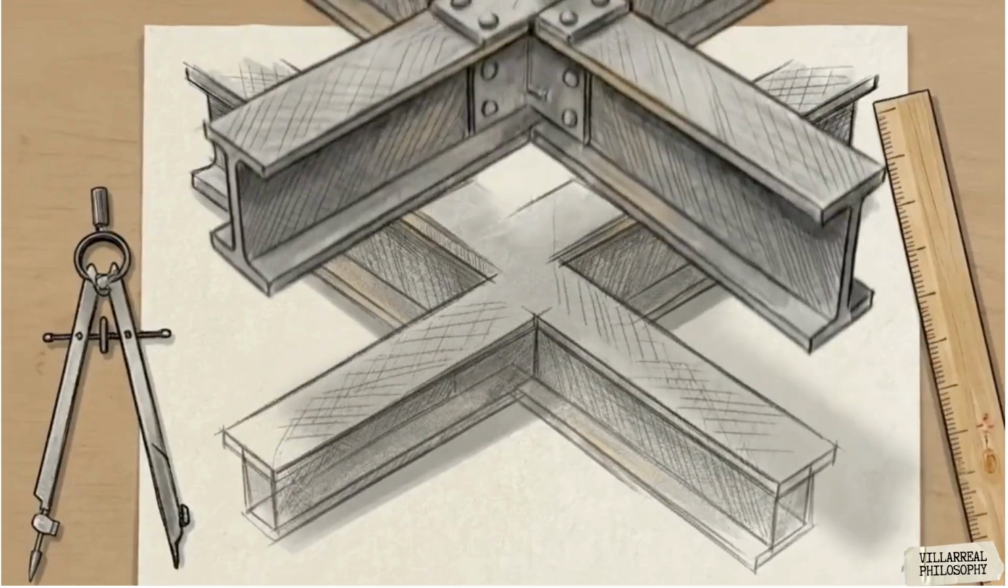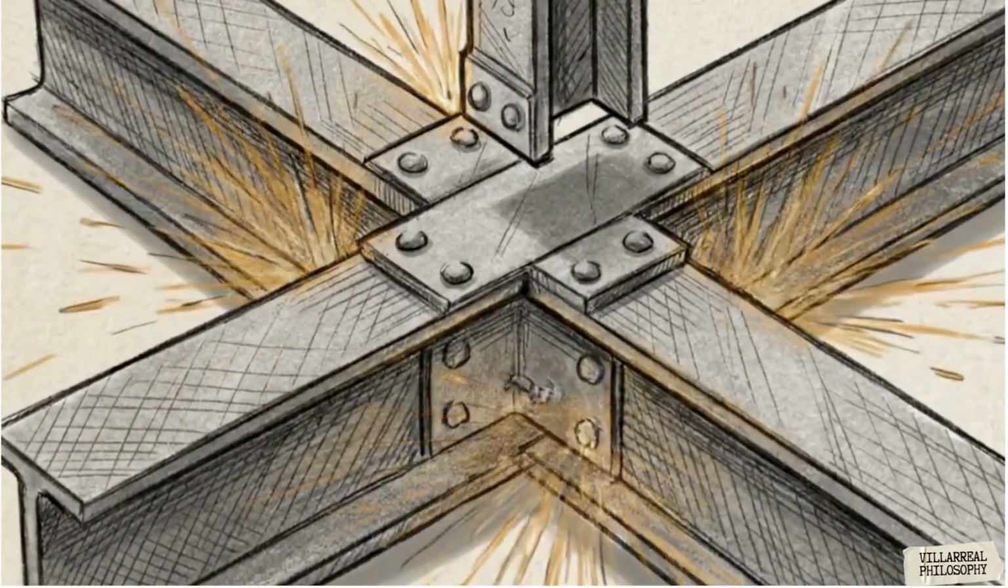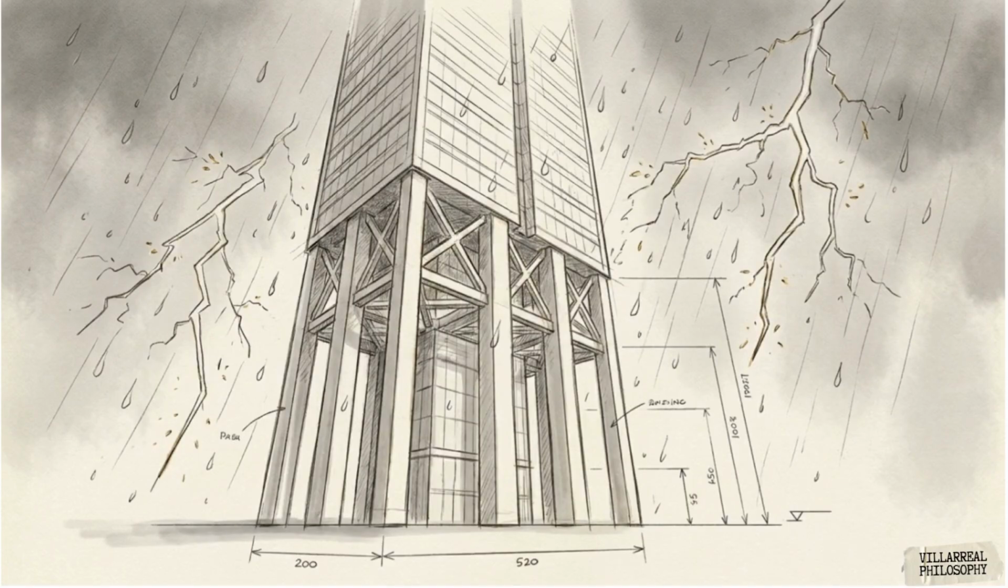To build a structure that actually holds up in the real world, you have to use materials made of factual truth. This graphic shows how we reach soundness. You need that valid logical shape plus factually true materials. An argument only survives reality when it combines an unbreakable logical framework with components that are actually true.